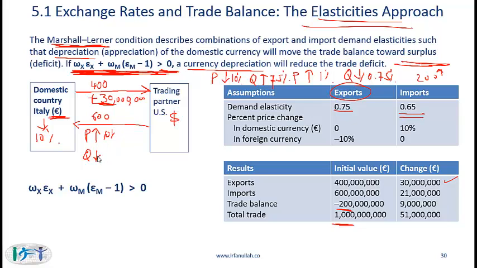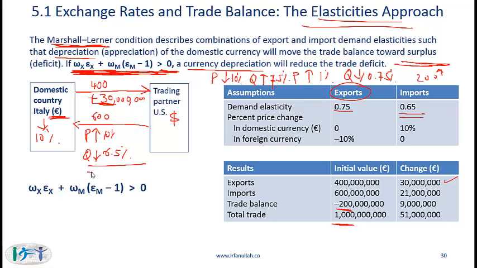Now, by how much does the quantity reduce? Given that the elasticity of imports is 0.65, this means that if the price goes up by 1%, the quantity will come down by 0.65%. If the price goes up by 10%, the quantity will come down by 6.5%. So here we have two impacts in opposite directions. In euro terms, the imports are more expensive by 10%, but the quantity is 6.5% less.